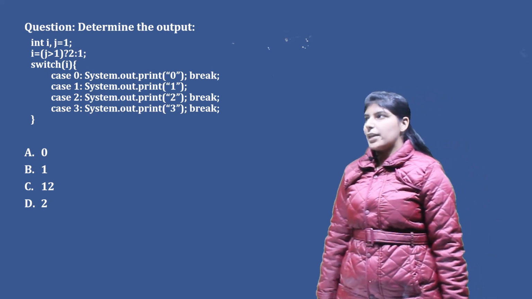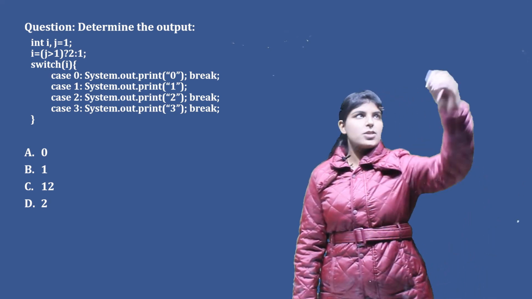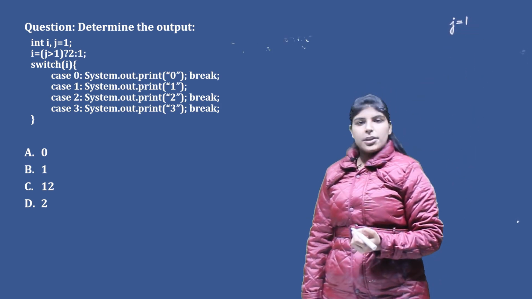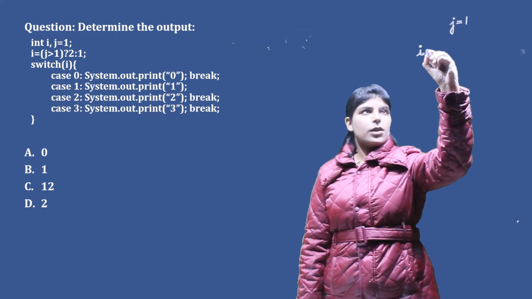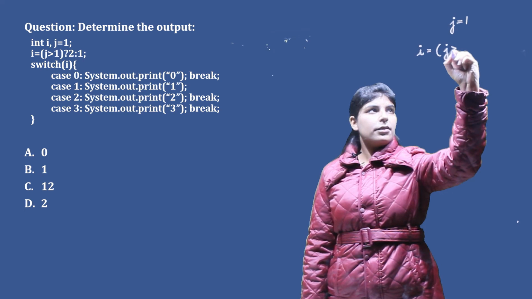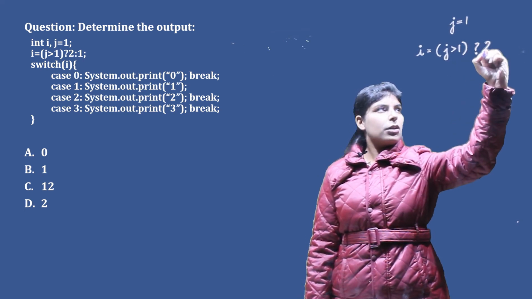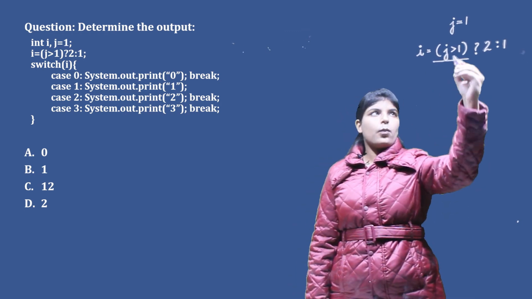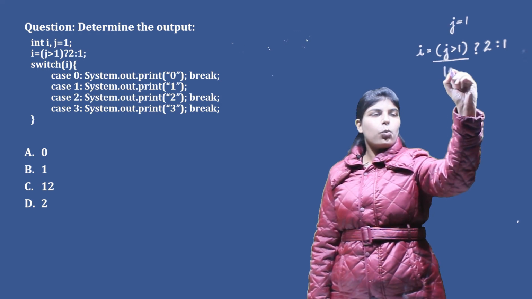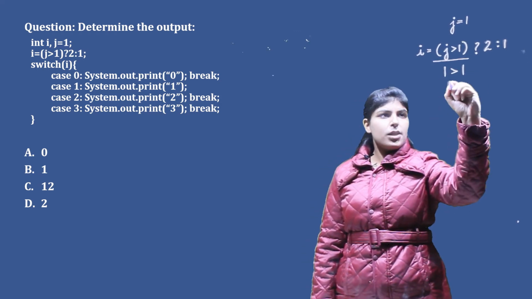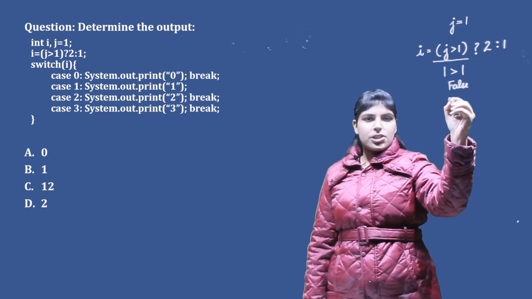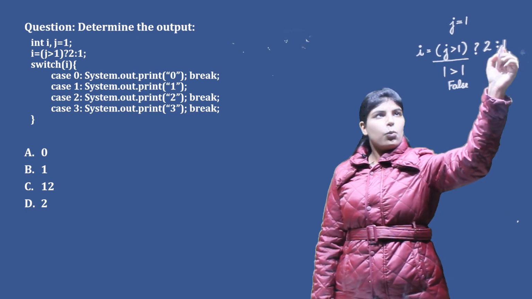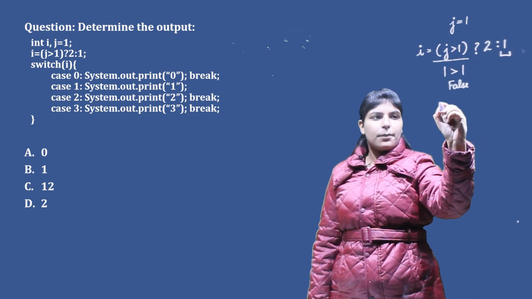Here I have two integer variables i and j. The value of j is 1. For the value of i, there is a ternary operator. So I have i is equal to j greater than 1, question mark 2 colon 1. So first we will evaluate this condition j greater than 1. The value of j is 1. So I will evaluate 1 greater than 1. This condition is false. So in a ternary operator, when the condition is false, expression 2 is executed. So this ternary operator returns 1. 1 is given to i, so the value of i becomes 1.